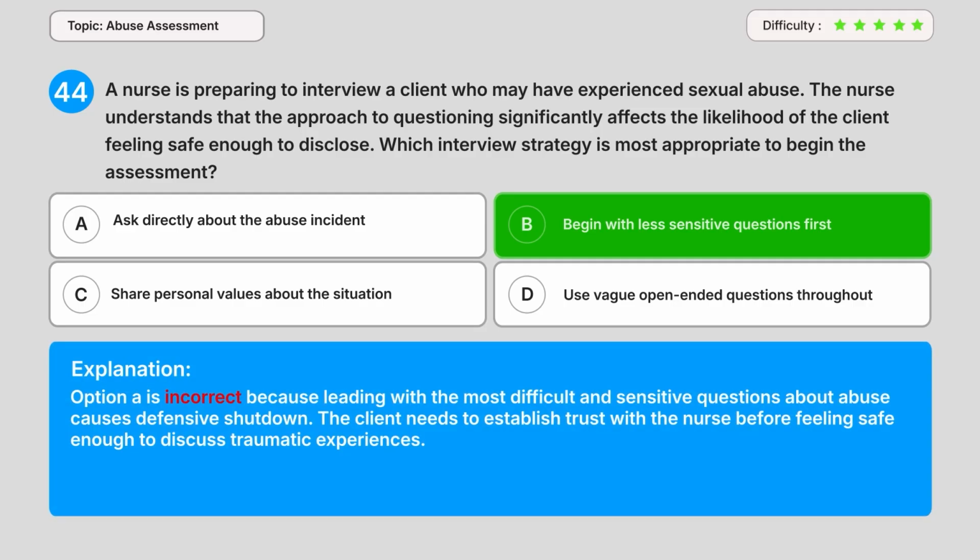Option A is incorrect because leading with the most difficult and sensitive questions about abuse causes defensive shutdown. The client needs to establish trust with the nurse before feeling safe enough to discuss traumatic experiences.